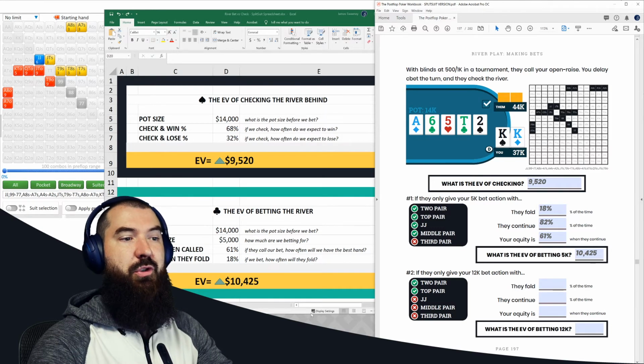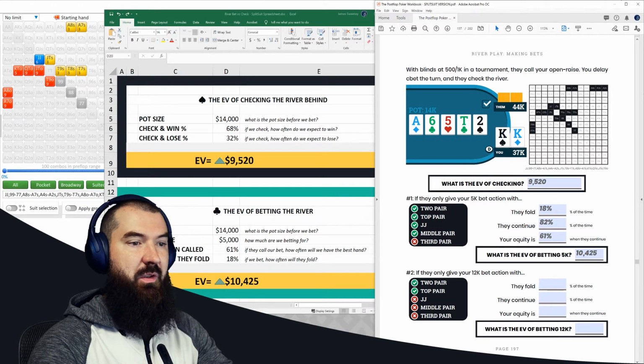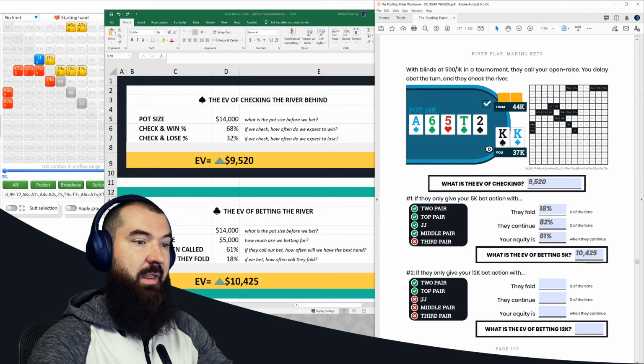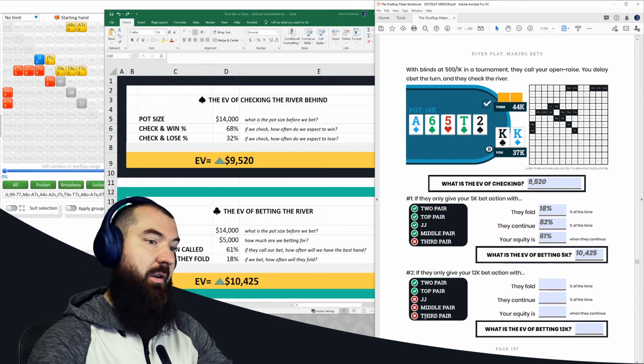All right, so for number two, we're using a different bet size. So if they only give you action against a 12k bet, so almost a pot size bet, you think they're only going to do so with top pair plus, so top pair and two pair, and they're going to fold things like jacks and middle pair and still folding that same third pair.